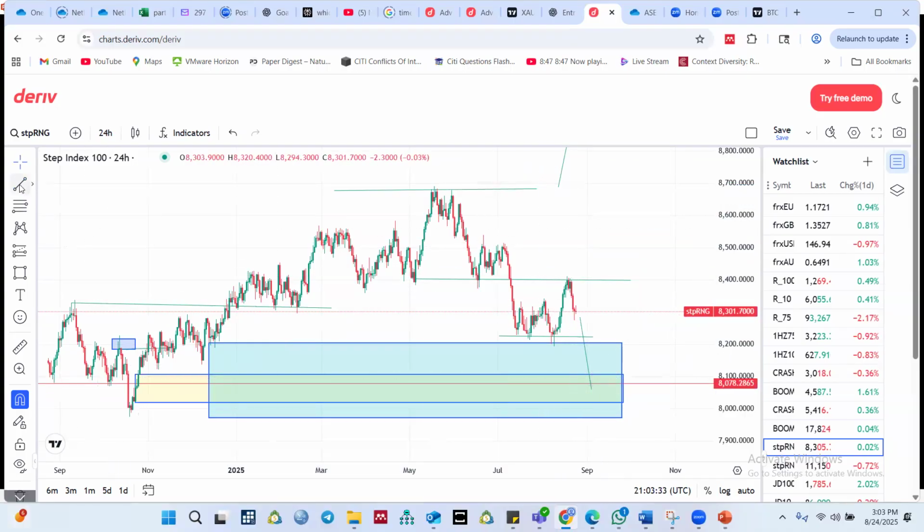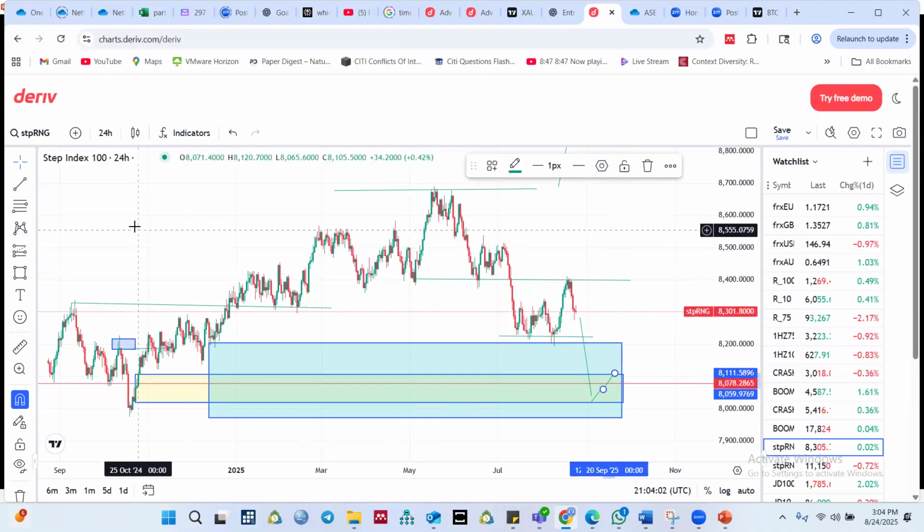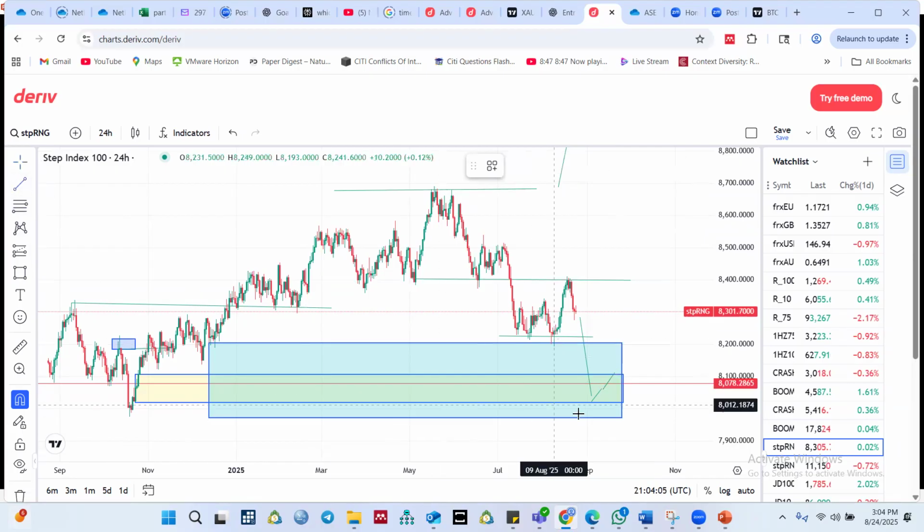We have to wait for another shift of structure. It could even trade below the red line. So we have to just be patient and wait. But once it moves up and then shifts structure to the upside and price is above the red line, that is our buy entry.